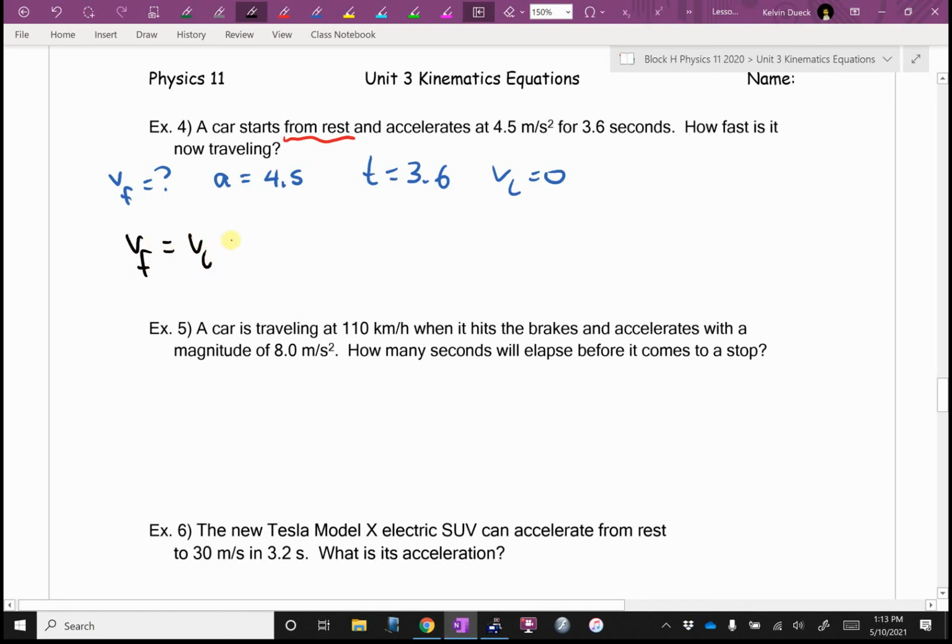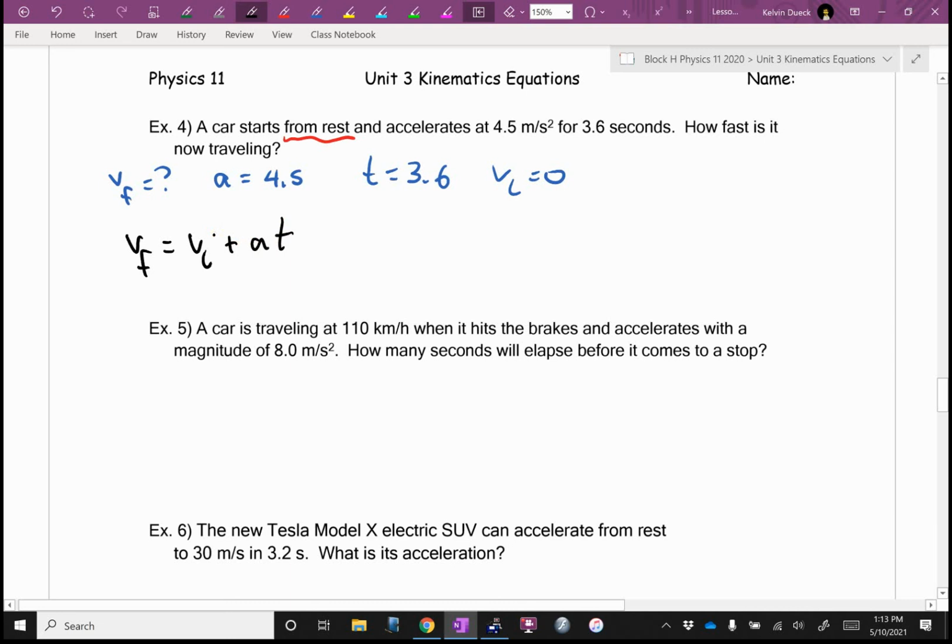I don't think it's VF equals VI minus AT. Look at your green sheet, please. Second line, first equation. Does the second line say VF equals VI plus AT, or is that the third line? On that second line, there are 4 equations in a row. Those are the 4 kinematics equations that we're going to look at starting tomorrow. But VF equals VI plus AT.